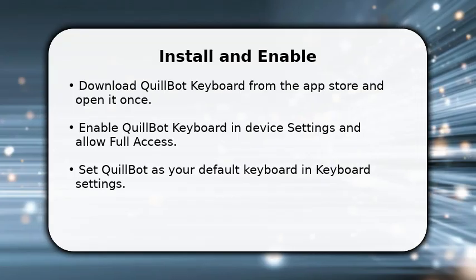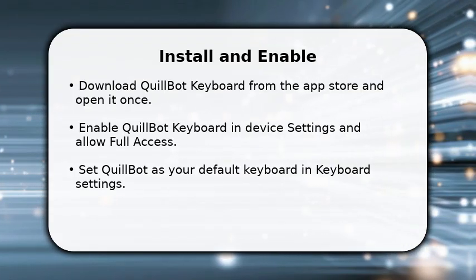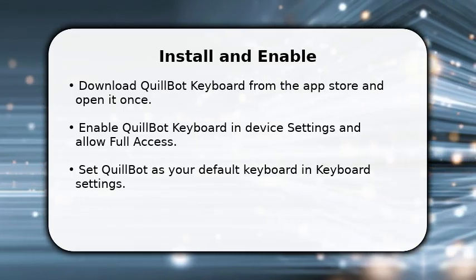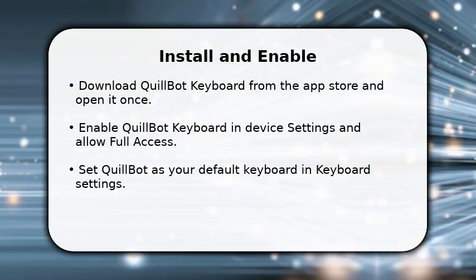Download Quillbot keyboard from the App Store and open it once. Follow the on-screen prompts to install the keyboard and accept basic permissions. Next, open your device settings to enable the keyboard and allow full access if required.